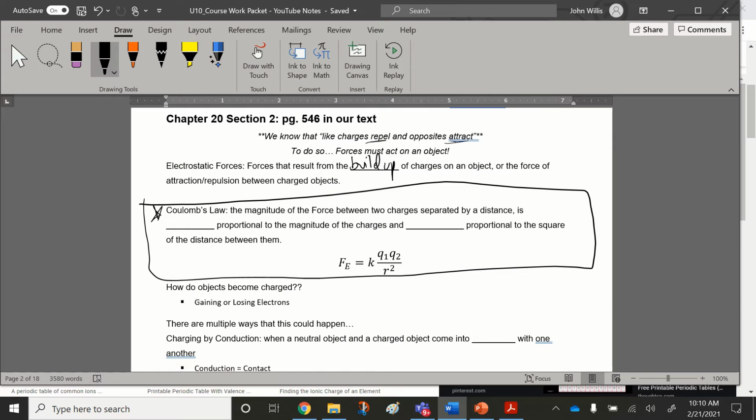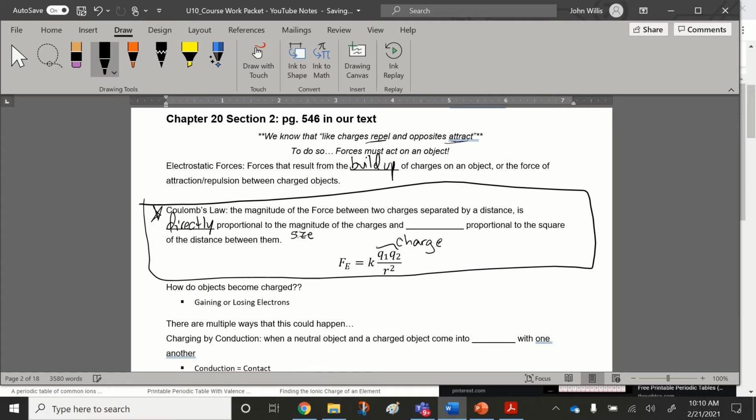Coulomb's law in general is the magnitude of force between two charged particles separated by some distance. It is directly proportional, meaning we have multiplication of the magnitude. I'm going to do this because some of us get scared of the word magnitude despite it being in our first reading notes quiz. It's just the size of those charges. What are those charges? These are your Q's, right?